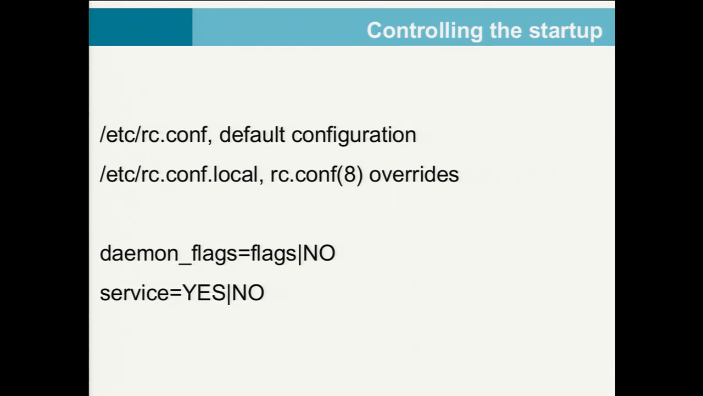So to start a daemon, you edit your rc.conf.local and just put the daemon name, underscore flags, equals. If you say anything but NO, then the daemon will be enabled.